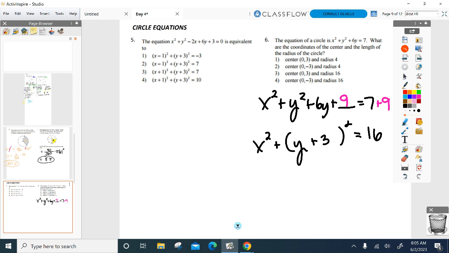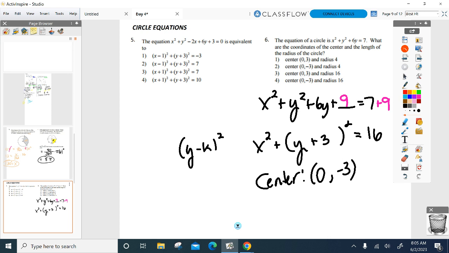Now we got to take an extra step. What's the center and what's the radius? All right, let's talk center. We know it's 0, comma. What number must I have plugged in to get a plus 3? And remember, it's y minus k squared, right? So what number must I have plugged in for k to get a positive 3? -3, right? You always put in or take out the opposite. 0, -3.